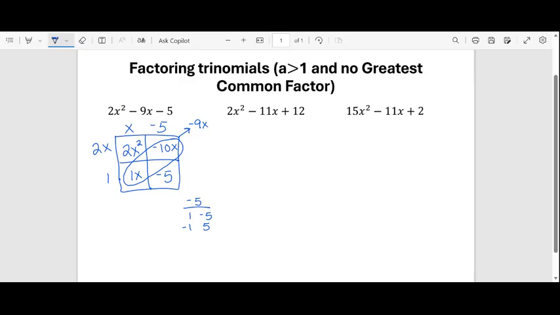Then I can write out my answer. It'll be 2x plus 1, and it's plus 1 because we used a positive 1. And you're welcome to write a plus here if you want, if that helps, times x minus 5, which is up top, x minus 5. So the factor of 2x squared minus 9x minus 5 is 2x plus 1 times x minus 5.